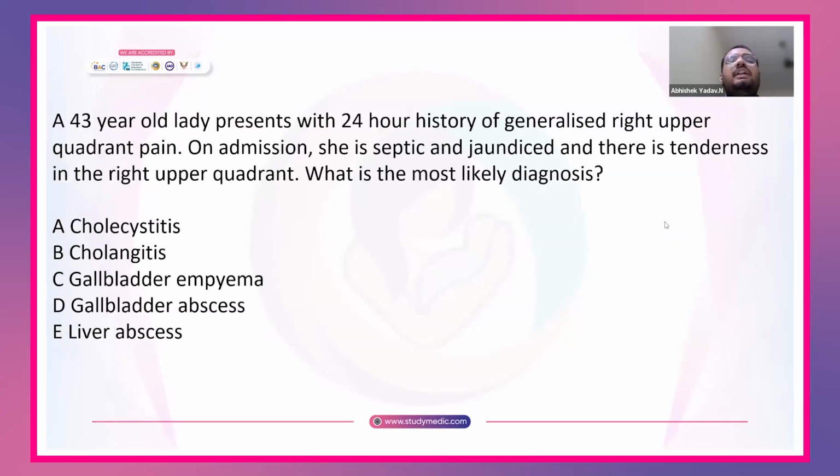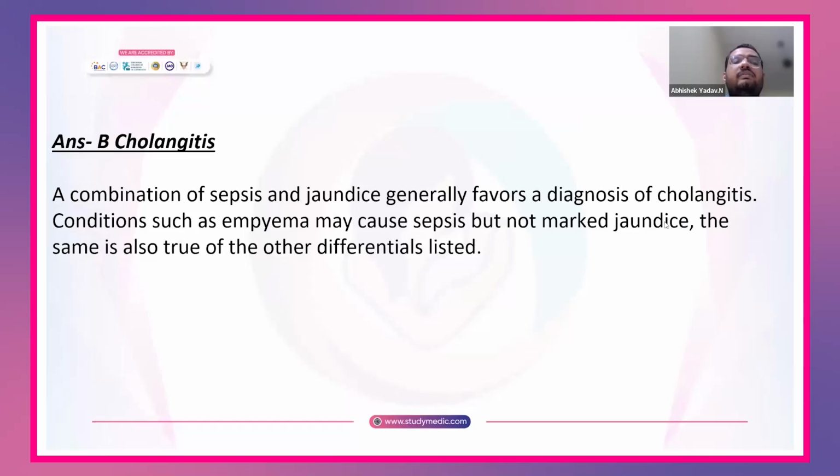A 43-year-old lady presents with a 24-hour history of generalized right upper quadrant pain. On admission, she is septic and jaundiced, and there is tenderness in the right upper quadrant. What's the most likely diagnosis? So here, the patient has tenderness too, and she also has jaundice, and she is in septic shock. So the answer directly goes in favor of cholangitis. Sepsis favors the diagnosis of cholangitis. All the triad features will be present.